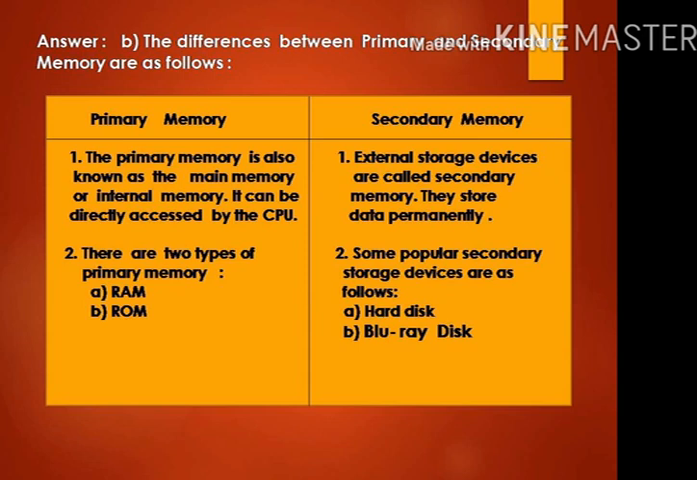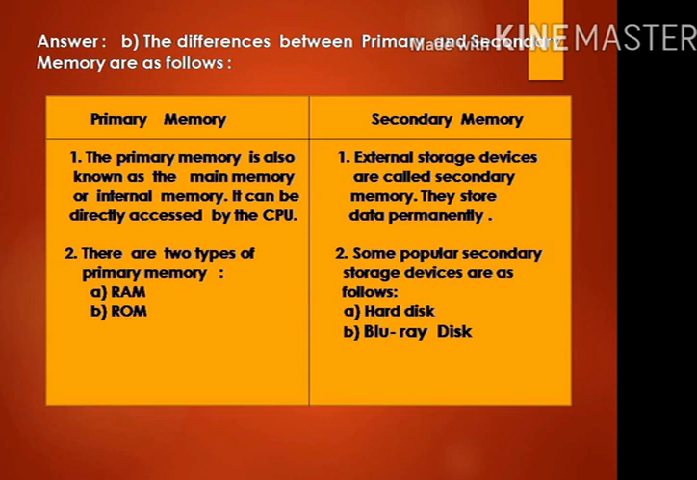Answer B. The differences between primary and secondary memory are as follows. Primary memory. Number 1. The primary memory is also known as the main memory or internal memory. It can be directly accessed by the CPU. Secondary memory. Number 1. The external storage devices are called secondary memory. They store data permanently.